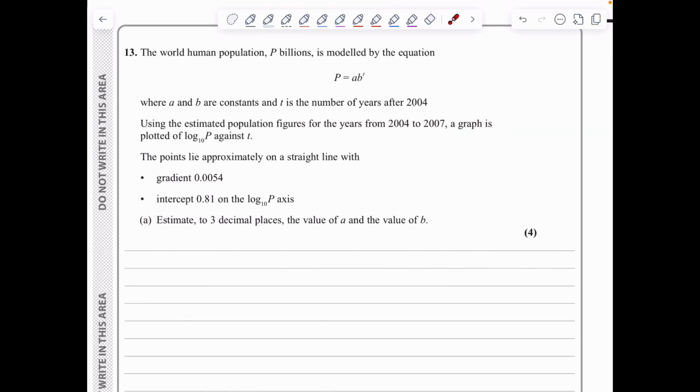In question 13, we're modeling the world human population capital P billions through this equation here.